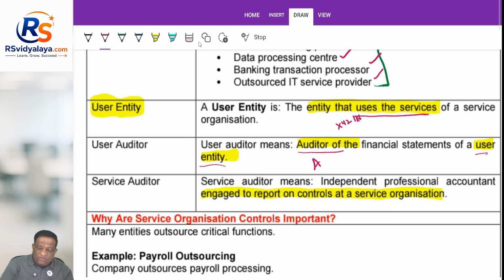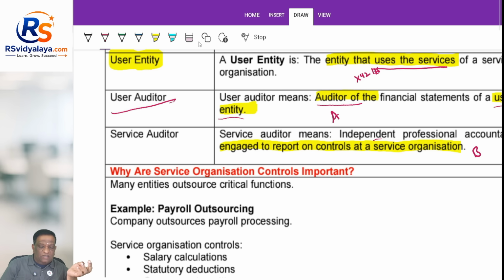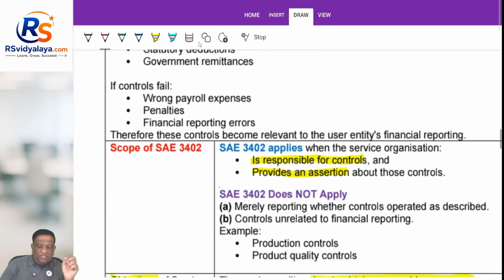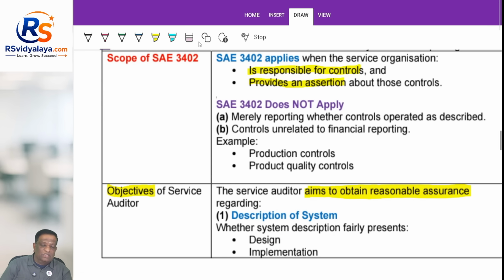Then comes the question, why are the service organization's controls important? Because without understanding these controls, the user entity's auditor may not be able to give a clean opinion, that is, an unmodified opinion, because the user entity is not aware of the controls, and the entire data is processed at the service organization. If this report is not provided, then the user entity auditor may not be able to conclude on the effectiveness of it. That is why the standard is required at this place.